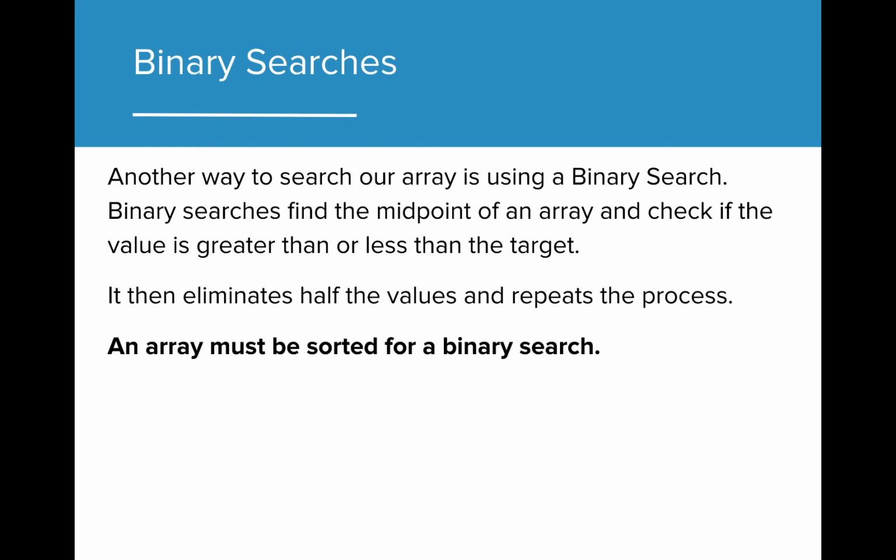A binary search finds the middle of the array and tests that point. If the target is greater than the midpoint value, then the search eliminates the lower half. Likewise, if the target is less than the midpoint value, the top half can be eliminated. This process is then repeated, finding a new midpoint each time. One thing that is important to note is that the array must be sorted for a binary search.